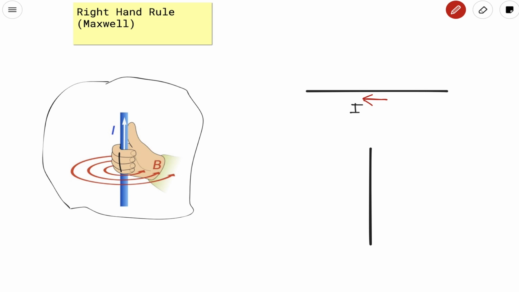Okay, so let's look at the first right-hand rule, and this is Maxwell's right-hand rule. It is for a flowing current in a conductor, and Maxwell's right-hand rule is basically to find the direction of the magnetic field. So the only variables we're looking at here are current and the magnetic field. That's just gonna be our two variables in Maxwell's right-hand rule.